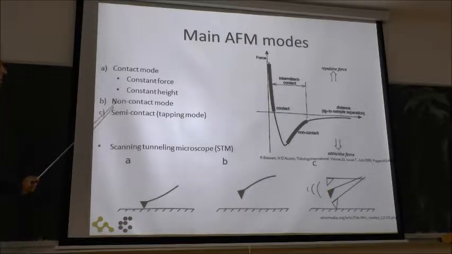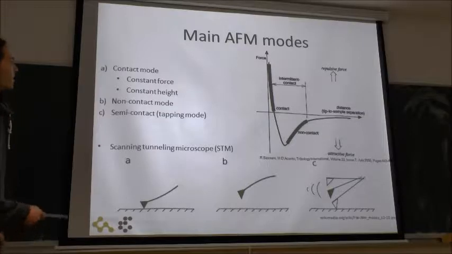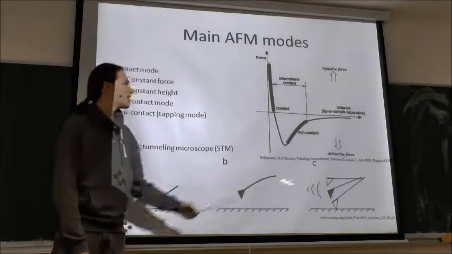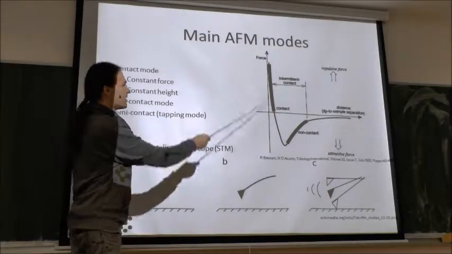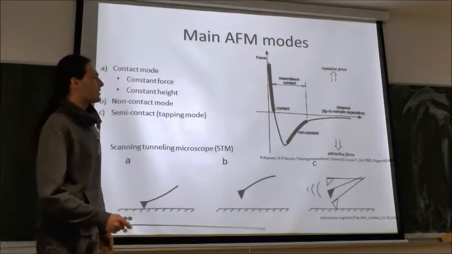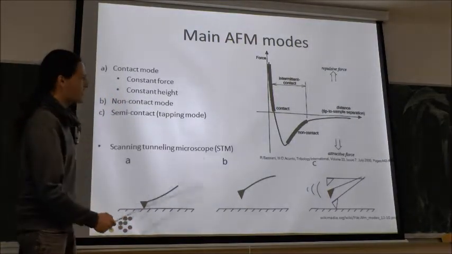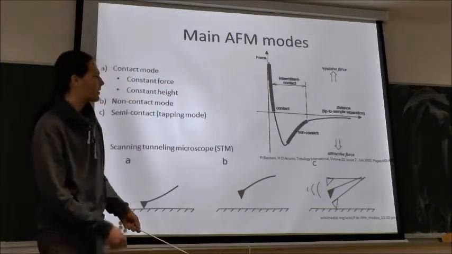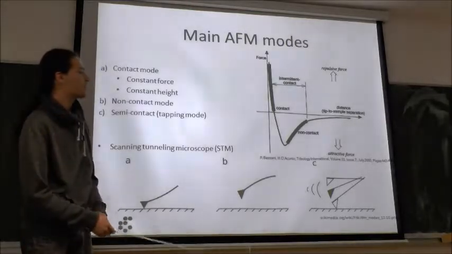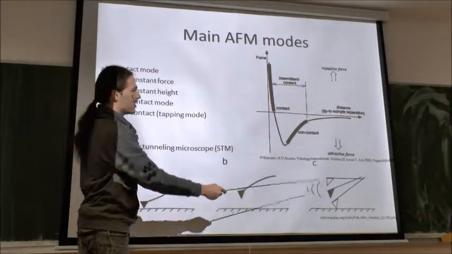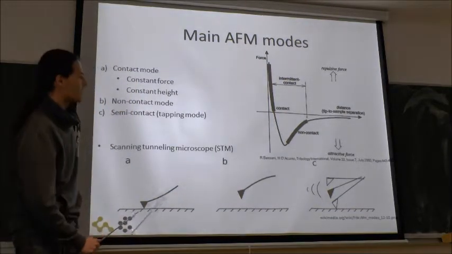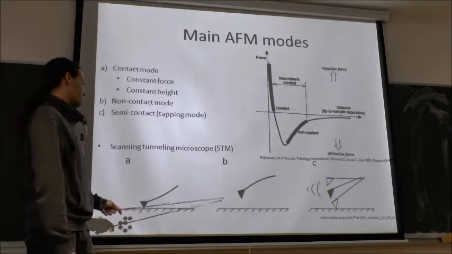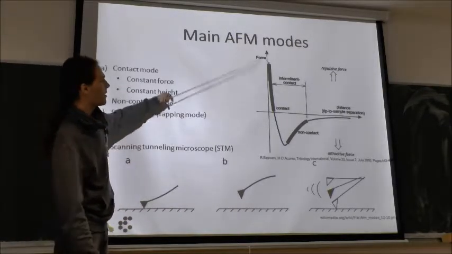So we have a contact mode, non-contact mode, and semi-contact mode. All these modes come from this plot, where we see how the force depends on the distance between the tip and the sample. This is the known Lennard-Jones potential, and as we come with the tip from far away to the sample, we have this dependence. In the lower part of the graph we have attractive forces, and in the upper part repulsive forces. When we come close enough, there's an attractive force between the tip and the sample that brings our tip closer to the sample. But if we go too close, there's a repulsive force.